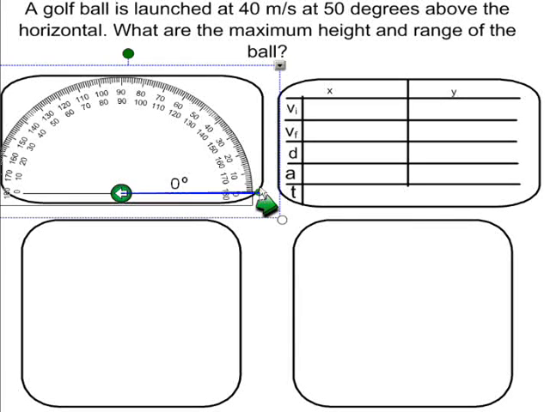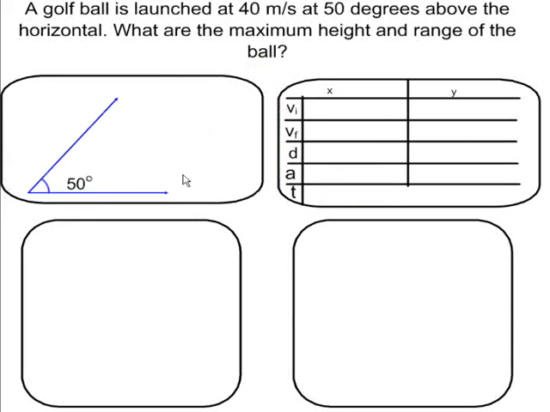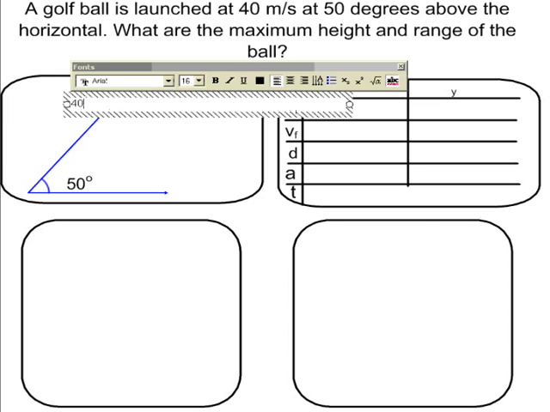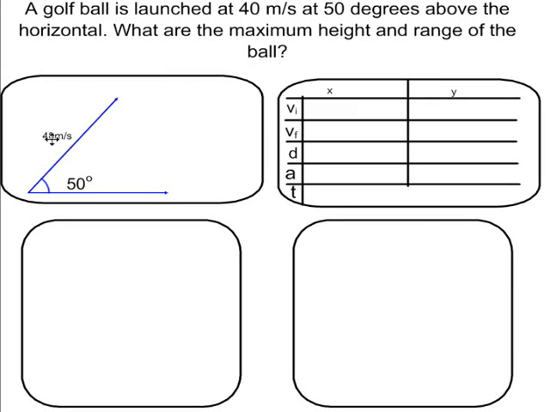Alright, so here we have a question about a golf ball being launched at 40 meters per second at a 50-degree angle above the horizontal. So you can see I just created my 50-degree angle here, and I'm going to go ahead and fill in the rest of these things. I'm going to label that it's 40 meters per second.